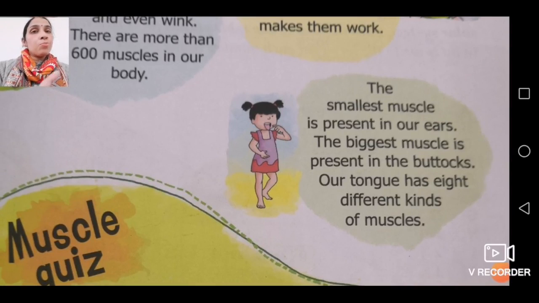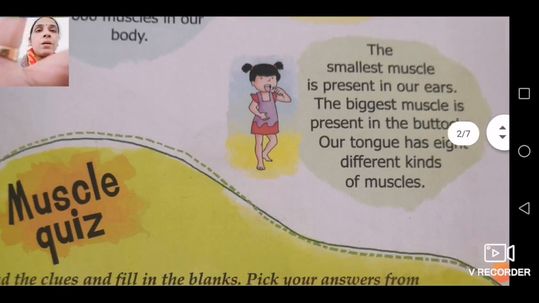Now the next is, the smallest muscle is present in our ears. Again, the smallest bone is also present in our ear. So obviously that bone has a covering of muscles. So the smallest muscle is also present in our ear. Now the biggest muscle is present in the buttocks. Now our tongue has 8 different kinds of muscles. The biggest muscle is present in our buttock.